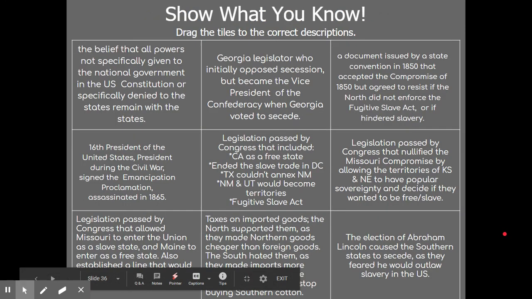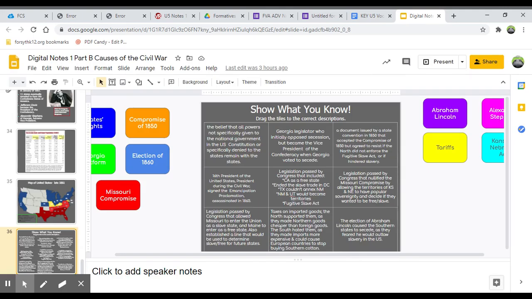All right. The last thing that you need to do is complete Show What You Know. So read each one of these statements and then drag the tile over that matches that description. So long story long, I know, but that was a lot and it was kind of complicated. So thanks for sticking with me.